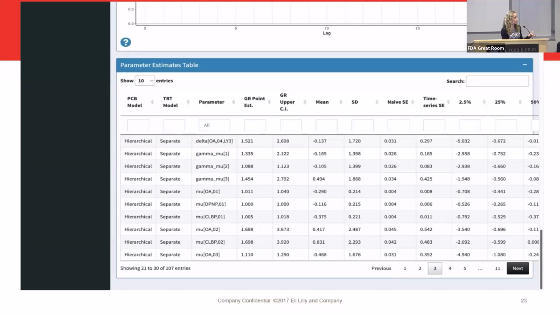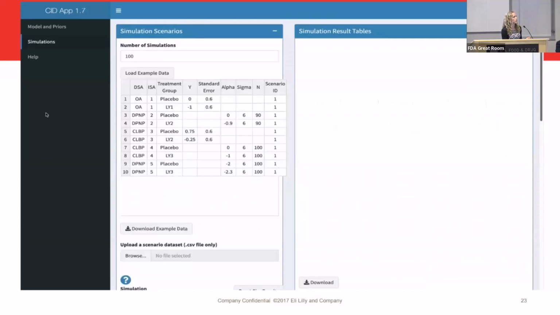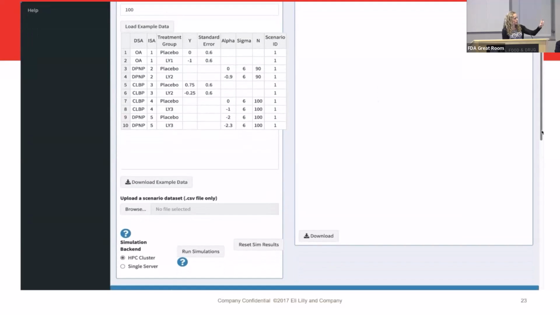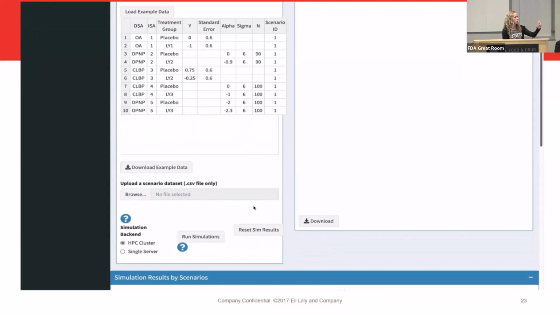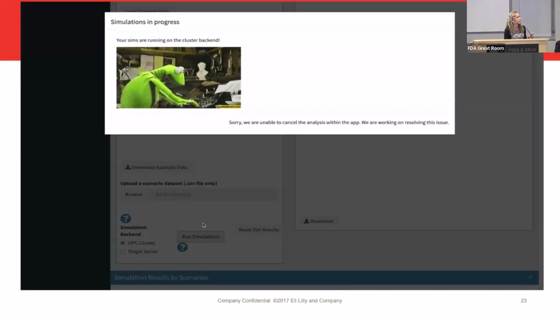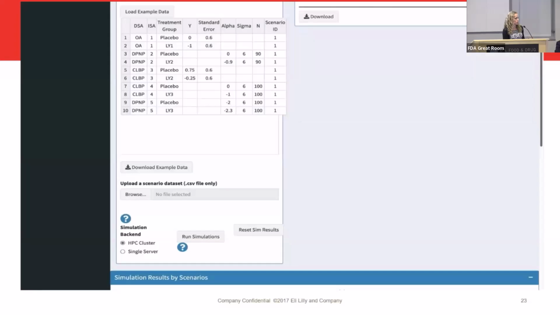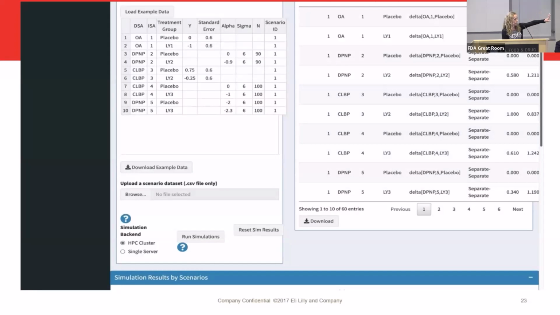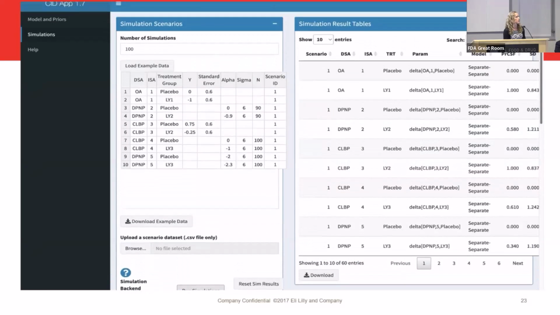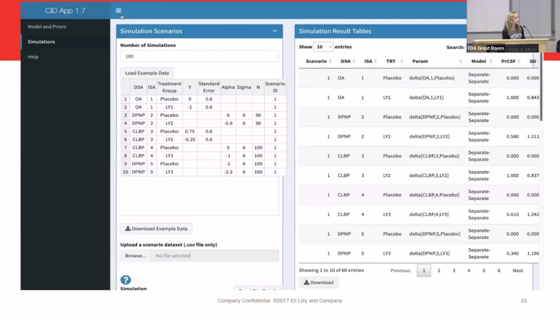Now we're going to look at simulations. Here we have simulation scenarios that have been included, and the user can play around with this and then run the simulations. Kermit the Frog is going to help us run those in the background and then provide the output to the user. Again, these scenarios on the upper left-hand side are where you can enter different scenarios that you may be interested in.